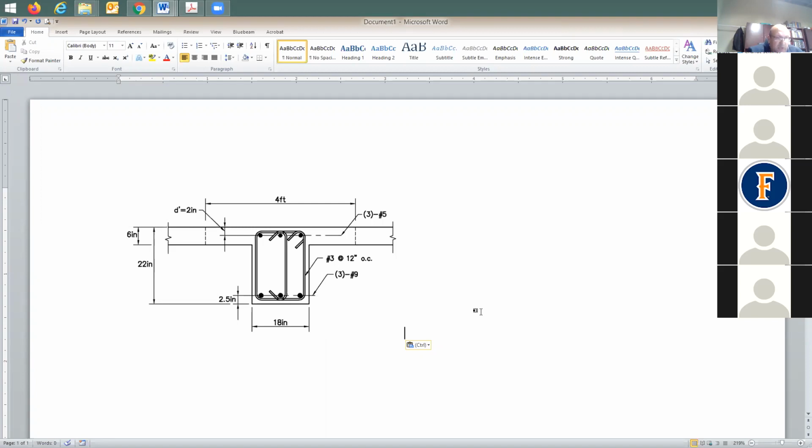You know where to find the solution in the slide set? Any questions on where to find it? Yes or no? No. So you have access to the slide set. Excellent. Very good.